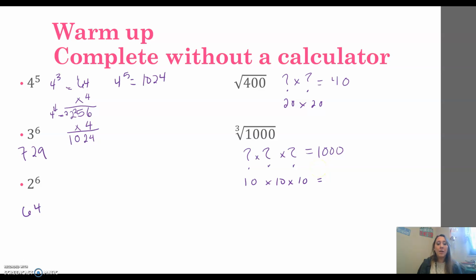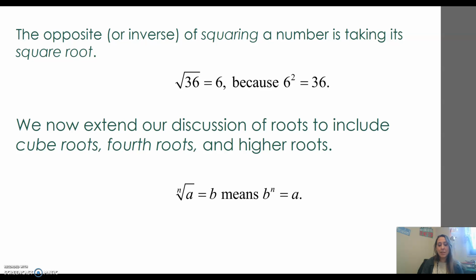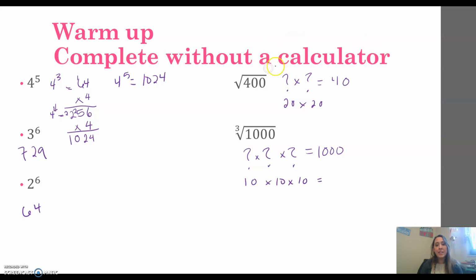So yesterday I gave these notes in class, but I want to make sure we do look at them one more time because I want to go back to this one. We knew finding the square root was 20 times 20, so the square root of 400 has to be 20 because 20 times 20 is 400, and the cube root of 1,000 is equal to 10 because 10 times 10 times 10, 10 to the 3rd power, equals 1,000.